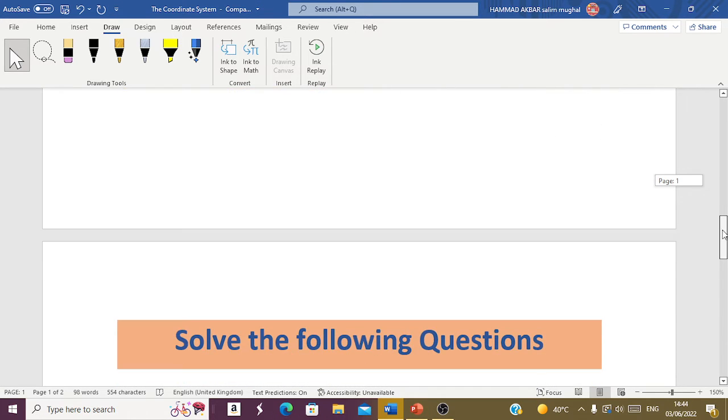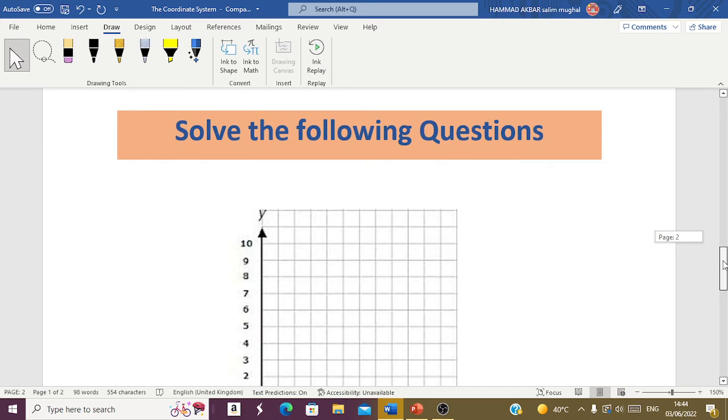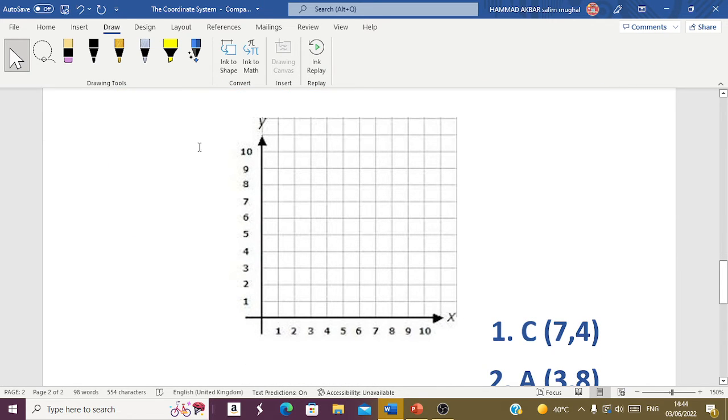So now let's try to solve a few questions. Here are some questions. The first one is C. We have to write C (7, 4). Here is also another point: whenever you're solving a graph, you always have to start with x. Whenever you see the first number, you have to start with x. So 7 is the first number, so 7 is here, and 4 is the second, so we do it from the y-axis. So (7, 4) is basically here, the black dot, and we have to name it C.